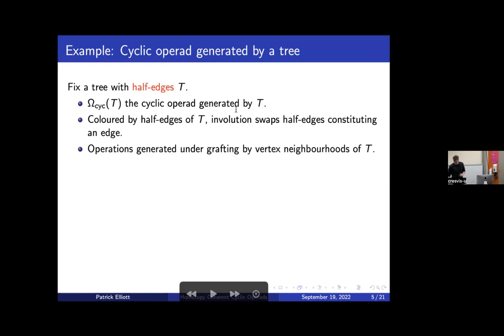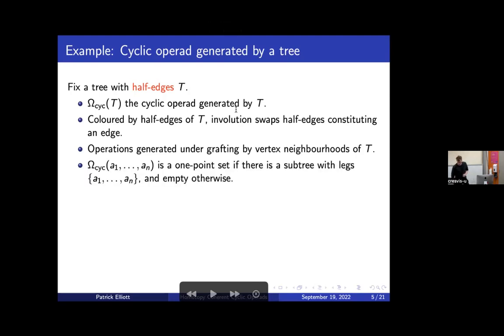And it's a colored cyclic operad, and the colors are the half edges of T. And the involution is just going to, as I said, swap the half edges around that constitute the single edge. And our operations are generated under grafting by vertex neighborhoods of T. So this means that Ω_c(T)(A_1, ..., A_n) is either a one-point set if there's a subtree whose legs are that list of colors, or it's empty otherwise.